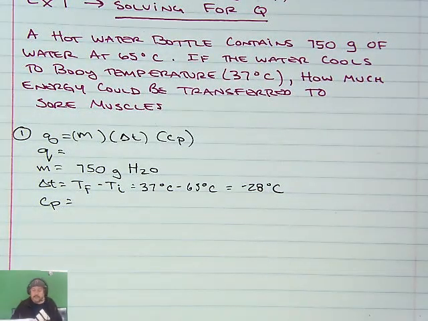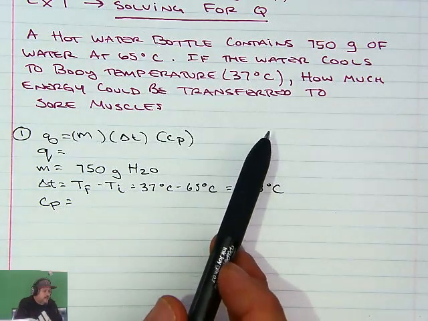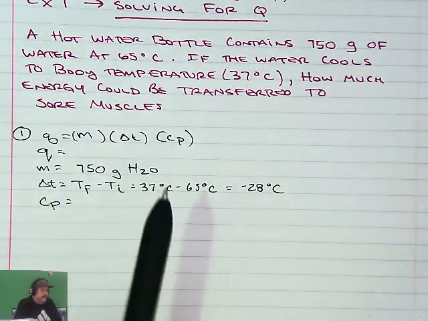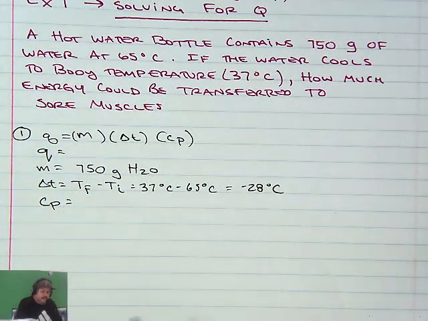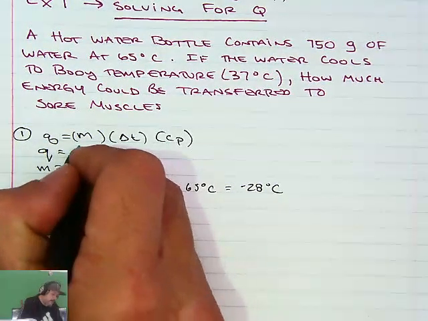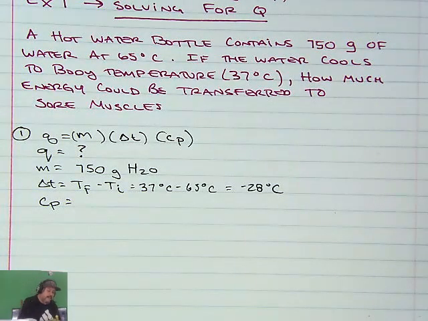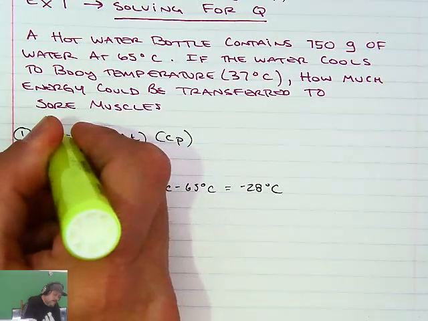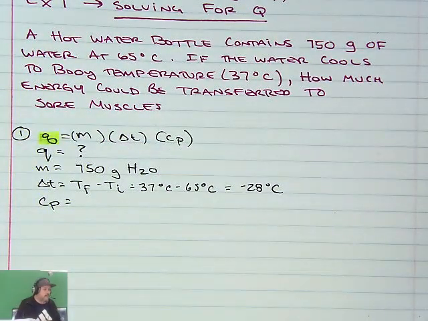Okay, so now I have that information. How much energy could be transferred to sore muscles? They want to know how much energy. Q is the energy value, so Q is our unknown. I'm already going to designate this up here. I usually try to use yellow for the unknown, or just highlight that it's the unknown. So I'm solving for Q.